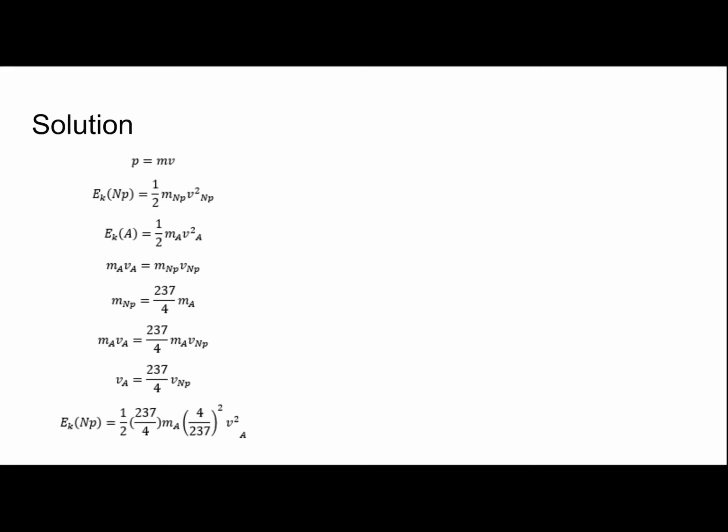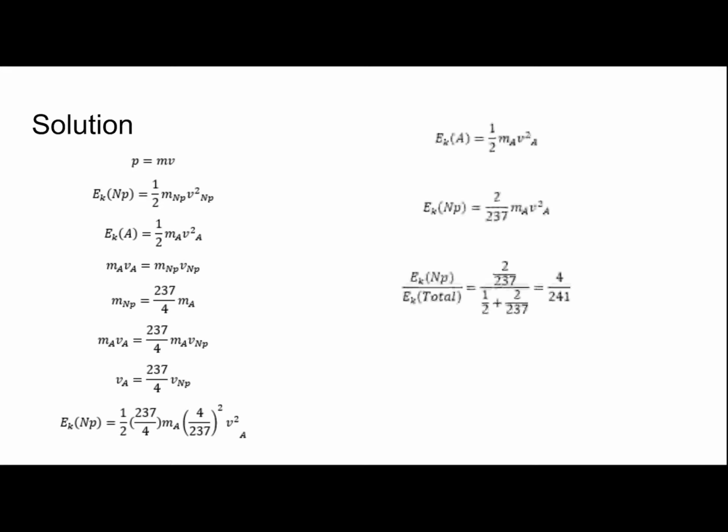Alright, so if we plug these numbers in, we plug in that the mass of neptunium is equal to 237 over 4 times the mass of the alpha particle, and we substitute that the velocity of the neptunium nucleus is equal to 4 over 237 times the velocity of the alpha particle. We'll get that the kinetic energy of the neptunium nucleus is equal to half times 237 over 4 times the mass of the alpha particle times 4 over 237 squared times the velocity squared of the alpha particle.